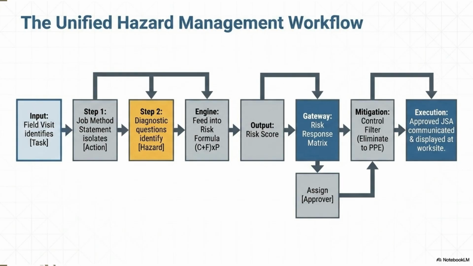Here is the complete hazard management workflow in action. It starts in the field by identifying the task. Step 1 isolates actions via the job method statement. Step 2 uses diagnostic questions to surface hazards, feeding those values into our risk formula. The resulting risk score hits the response matrix gateway. High scores trigger approver assignment, while control filters, from elimination down to PPE, are applied. The final output is an approved JSA communicated and posted at the site.